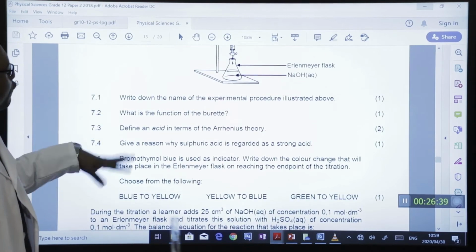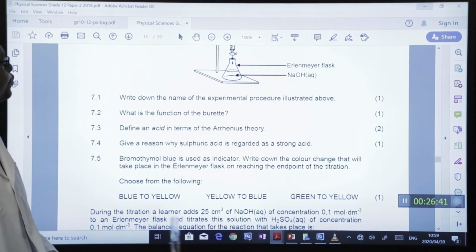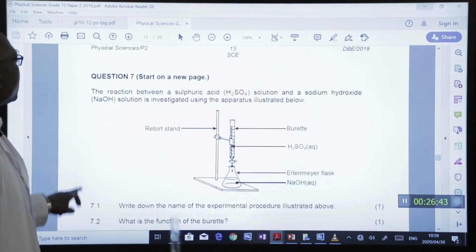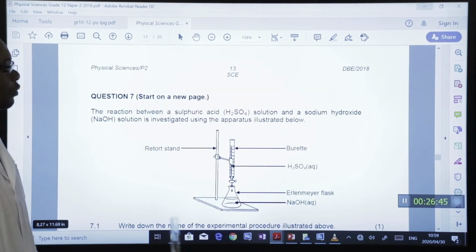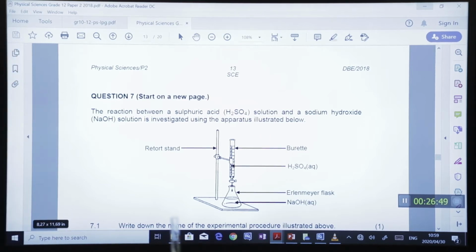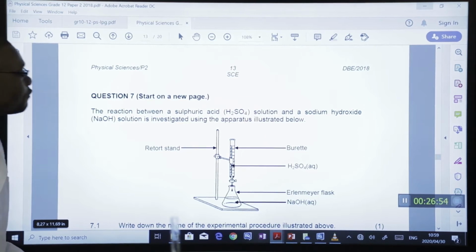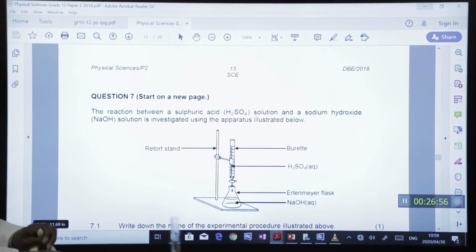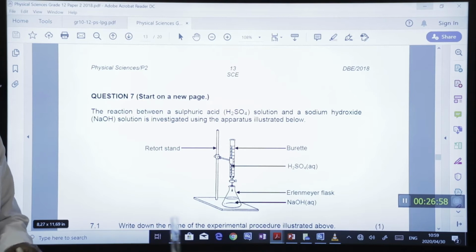Then we will try and show an understanding of what we are going to do. So if we read through this experiment, you can actually pick up the reagents we are supposed to use here. So let's see. They have identified a reaction between sulfuric acid.